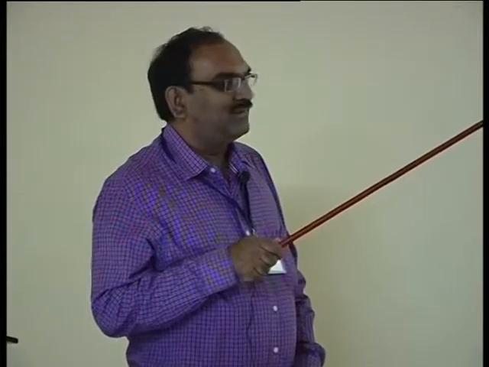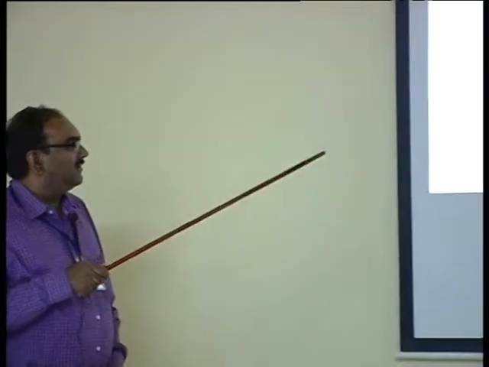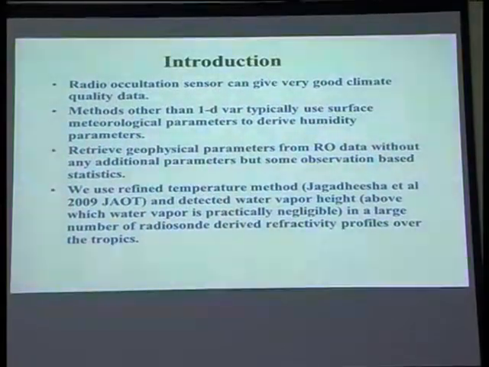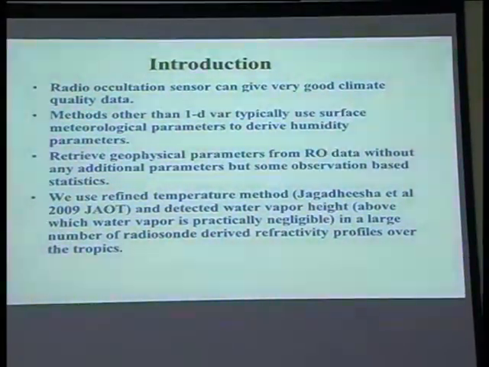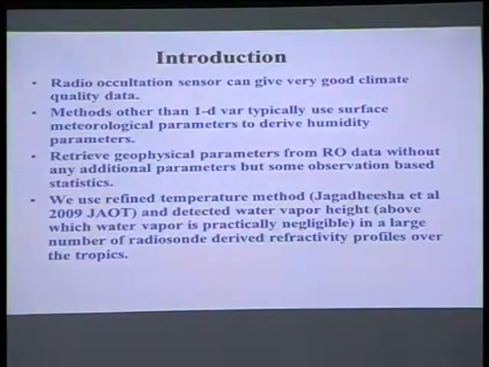My work is mainly to retrieve geophysical parameters from RO data without any additional parameters, but with some observation based statistics. Previously I developed one method which used surface meteorological parameters, published in the Journal of Atmospheric and Oceanic Technology, which I refer to as the refined temperature method. I'll explain it later. In the recent work I have detected the water vapor height above which water vapor is practically negligible, using a large number of diverse radiosonde derived refractivity profiles over the tropics.